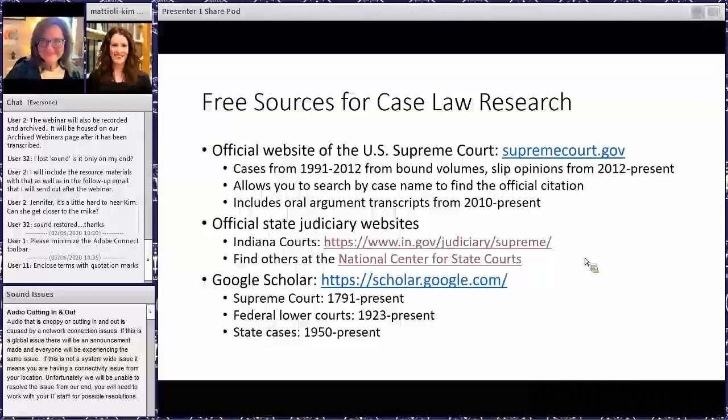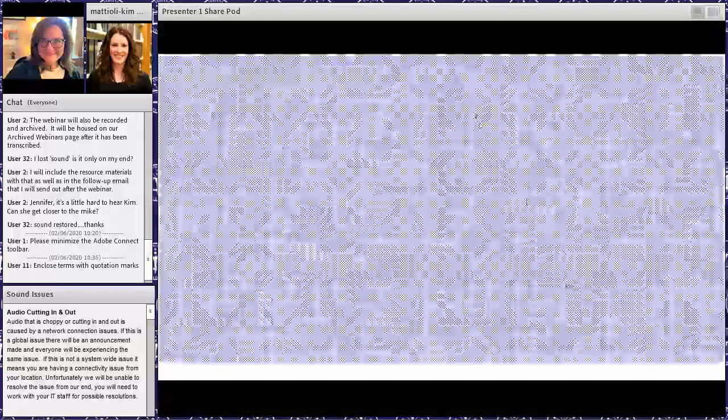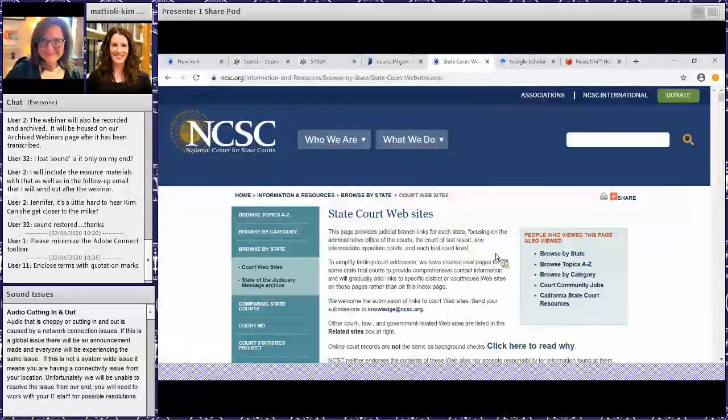You can find cases from other state websites basically doing the same thing. You can try to Google and find the official court website if you want to, or you could use this website that was put together by the National Center for State Courts. So I'm going to go over and show you what it looks like.